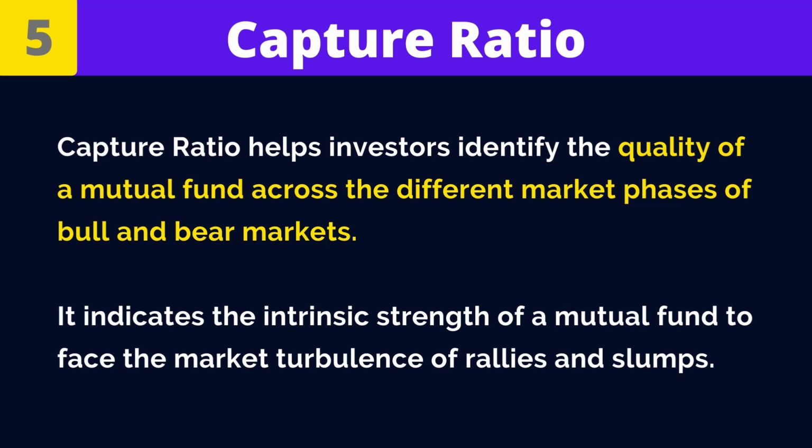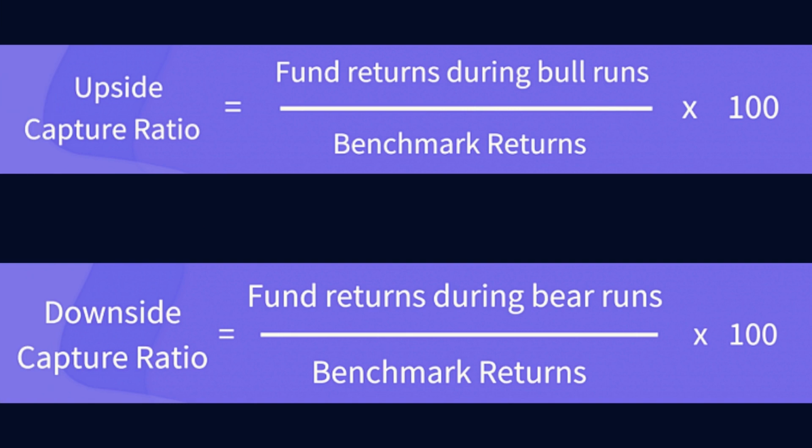Number 5. Capture Ratio. Capture ratio helps investors identify the quality of a mutual fund across the different market phases of bull and bear markets. It indicates the intrinsic strength of a mutual fund to face the market turbulence of rallies and slumps. The up-market capture ratio is calculated by dividing the fund returns by the benchmark returns during a bull run or up market. Similarly, down-market capture ratio is calculated by dividing the fund returns by the benchmark returns during a bear run or down market.